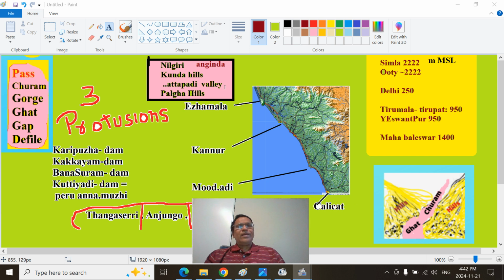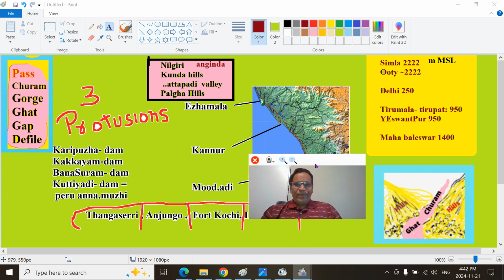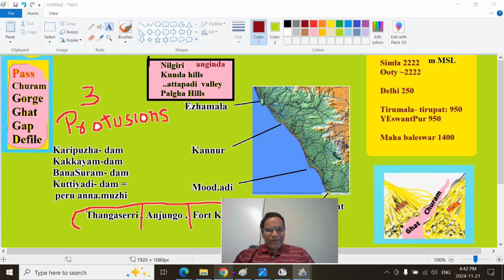Here are some of the mountains I'll be talking about: the Nilgiris, Anginda, Kunda Hills, Attapadi Valley, Palakkad Hills. T is missing here. I have just spelled them here so that you have them at one place, so you know what I'm talking about.